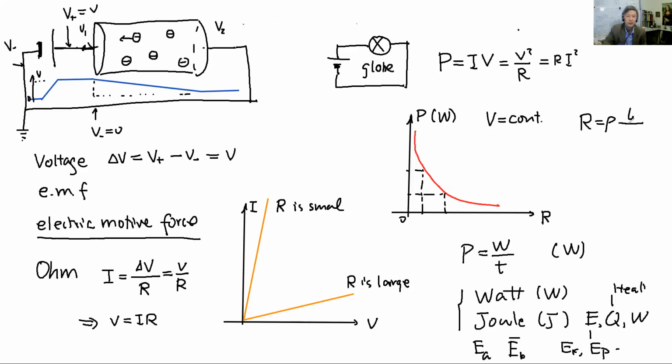which is proportional to the length of the conductor, and inversely proportional to its cross-sectional area. So that's how we write that. Alternatively, some people write that as sigma, 1 over sigma. The rest of the formula is the same. In this case, rho is called resistivity.